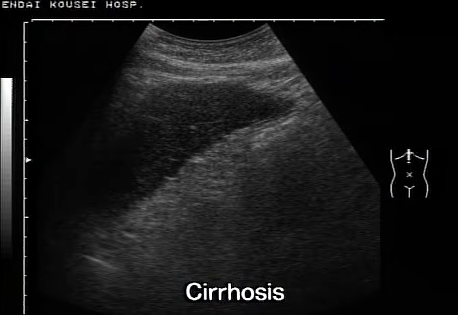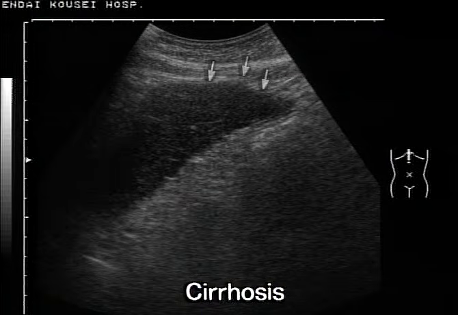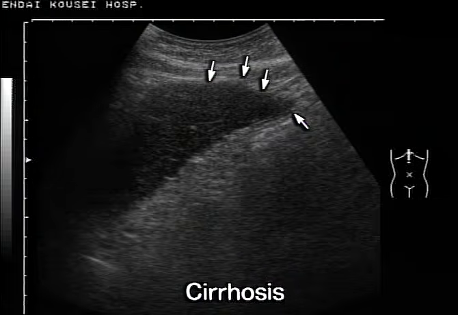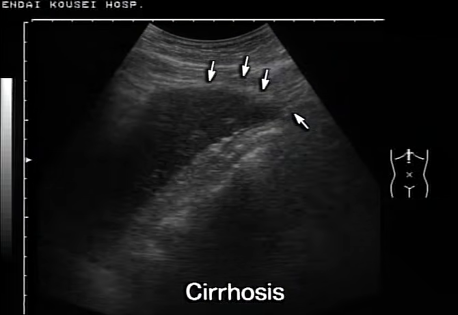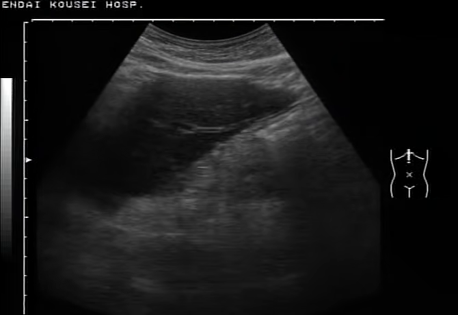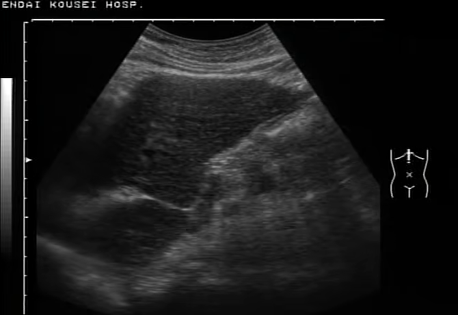This is the clinical data of a case of cirrhosis. We see that the hepatic surface is irregular and the hepatic margins form obtuse angles. The echoes from the hepatic parenchyma are sparse and high.